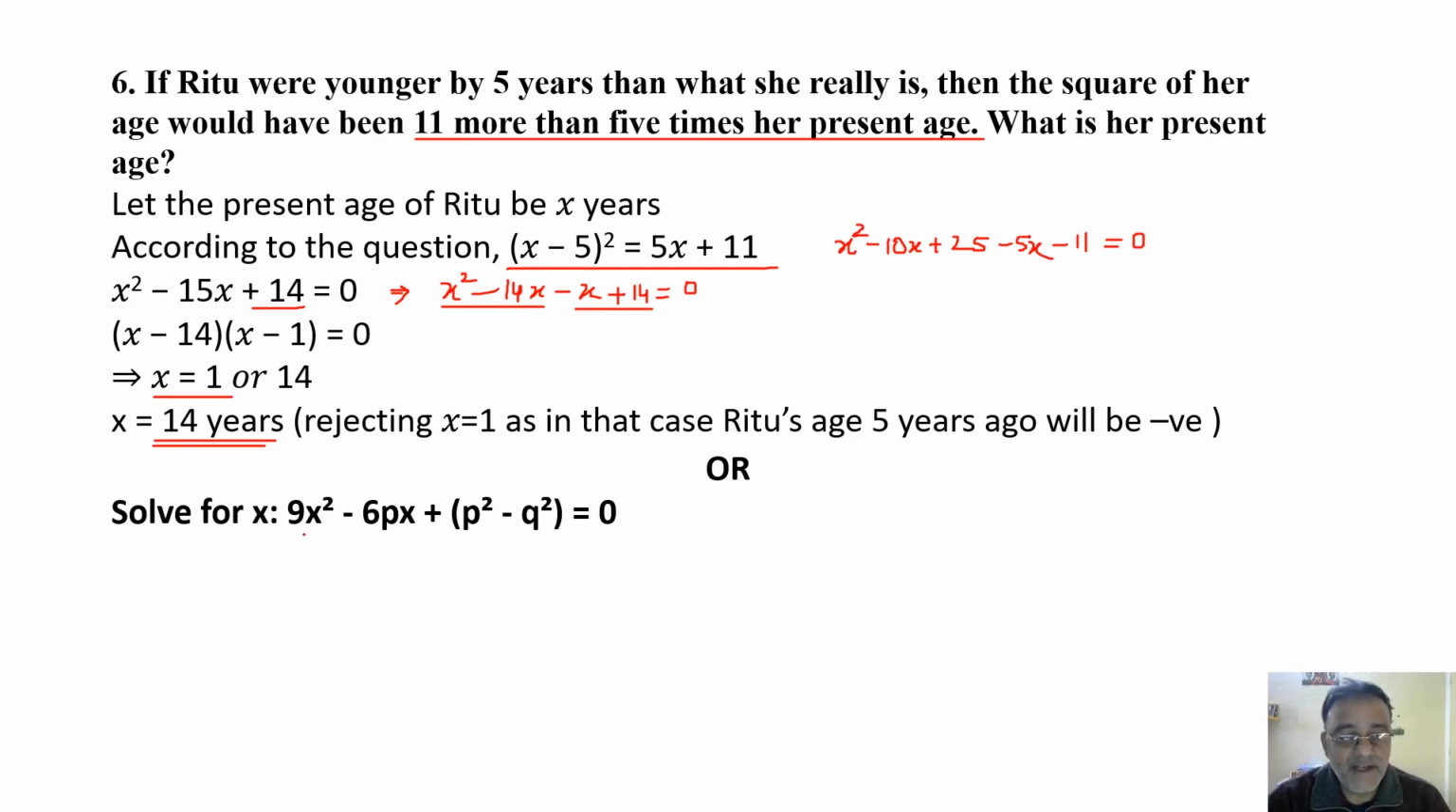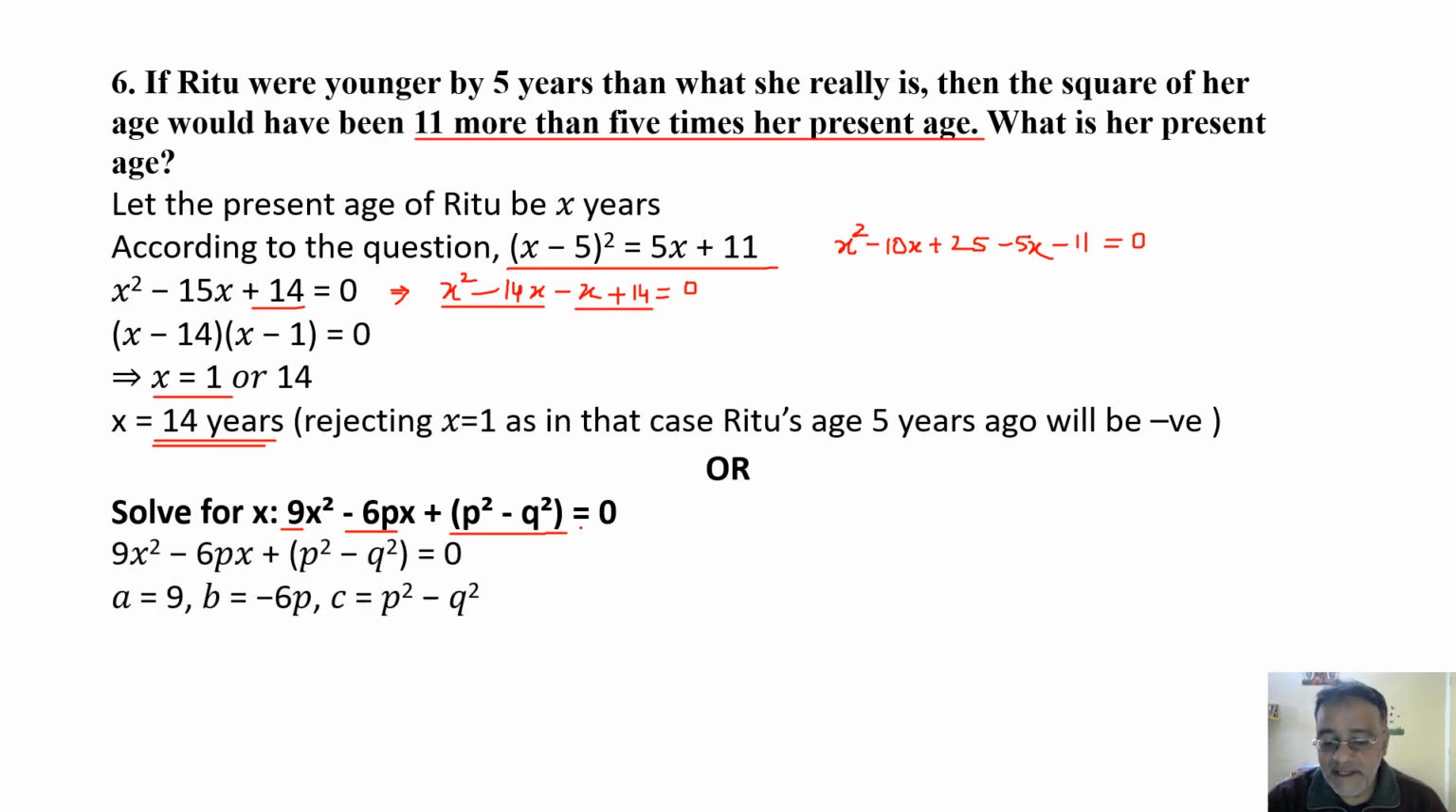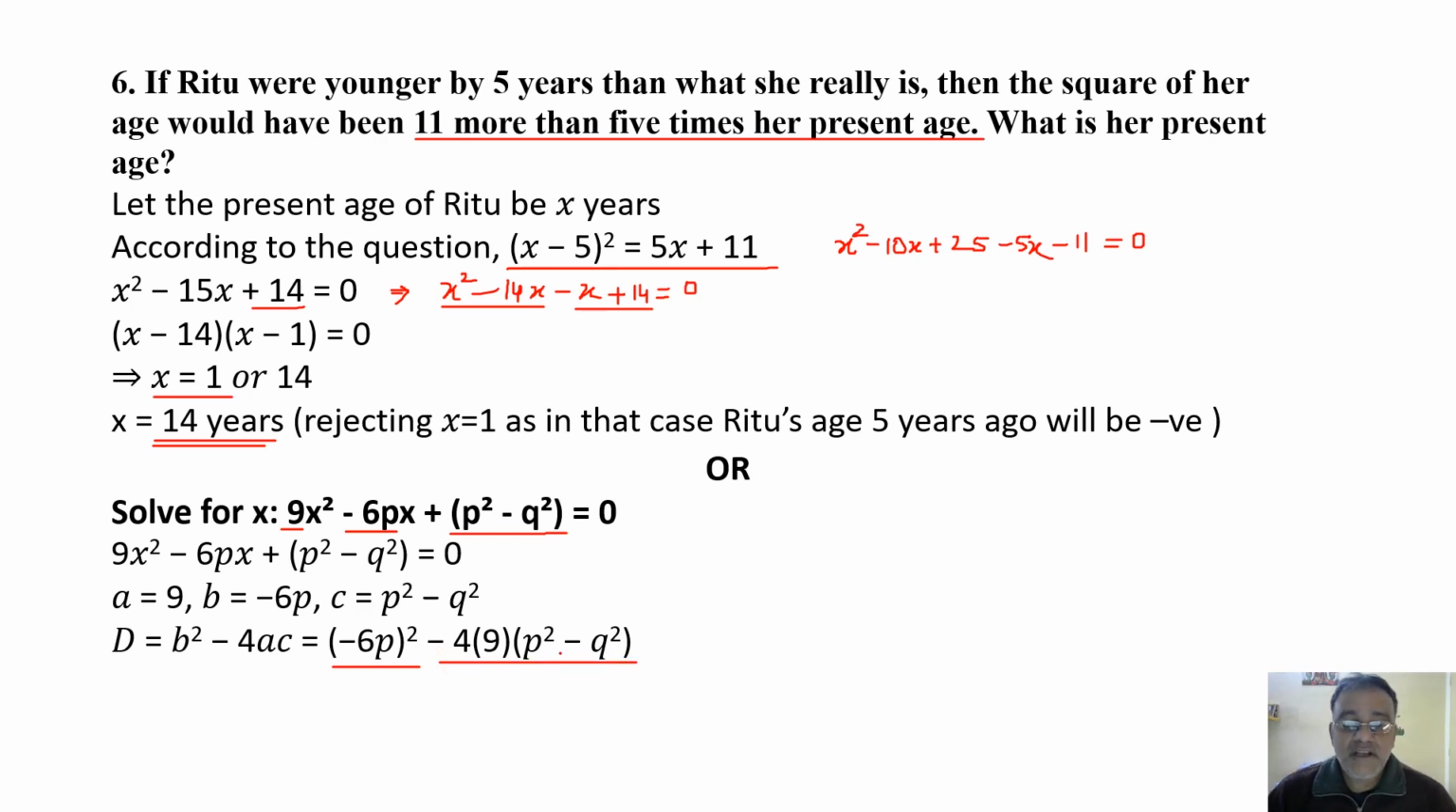So here the value of a is 9, the value of b is minus 6p, and the value of c is p square minus q square. Okay, so first of all we will find D, that is b square minus 4ac. Look carefully, this will be 36p square and this will be minus 36p square plus 36q square. So 36p square will cancel and we are getting only 36q square, and this is a perfect square. The square root of 36q square is 6q.